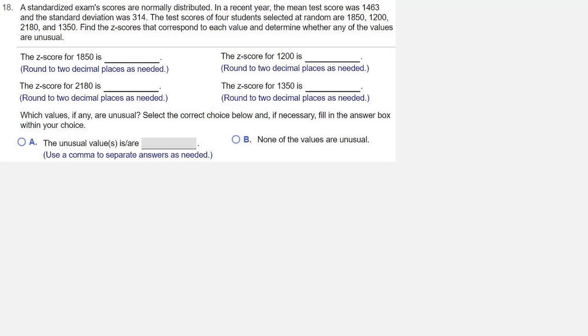The test scores of 4 students selected at random are 1,850, 1,200, 2,180, and 1,350. Find the z-scores that correspond to each value, and then determine whether any of the values are unusual. So before we can find the z-scores, we need to remember what that z-score formula is. So let's go ahead and review the z-score for a standard normal distribution.